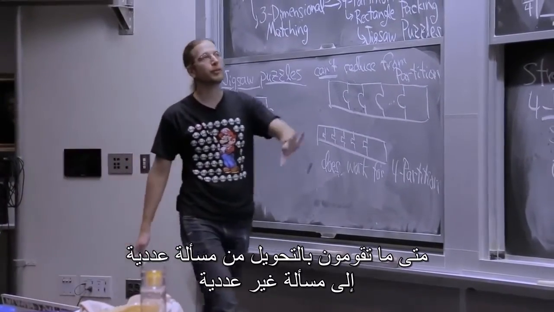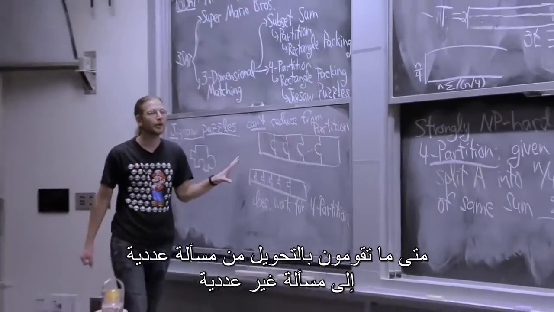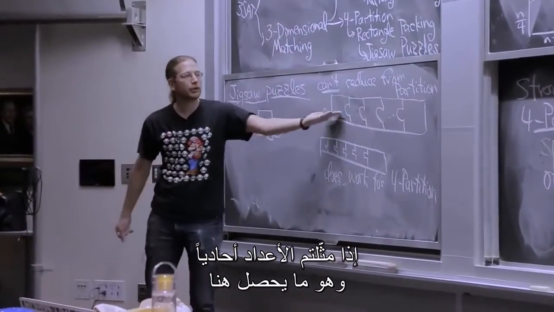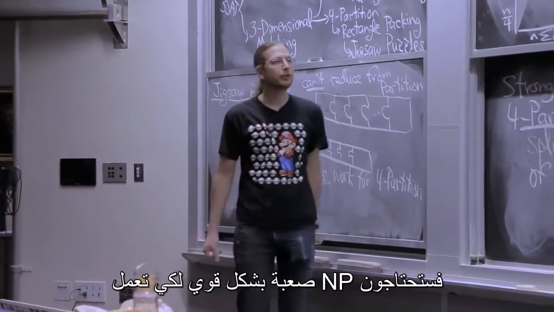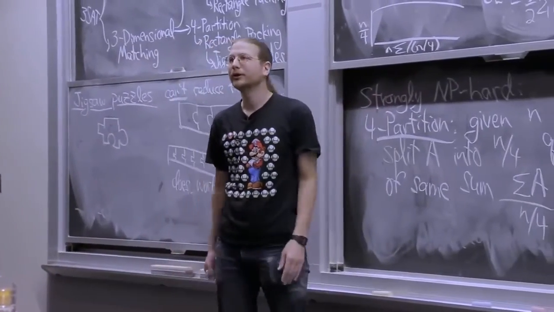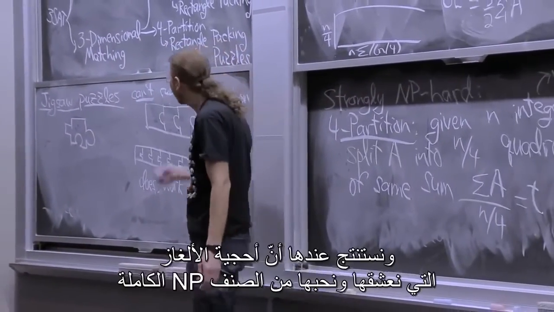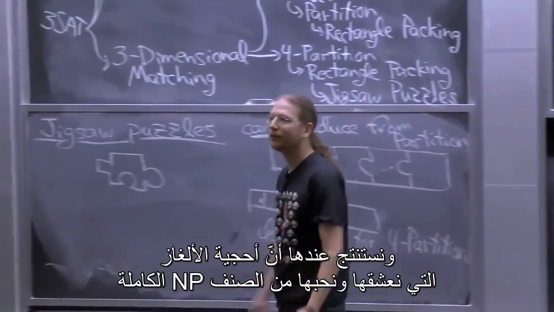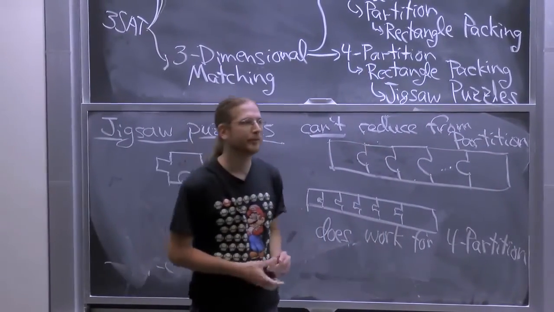So whenever you convert from a number problem to a non-number problem, if you're representing the numbers in unary, which is what's going on here, you need strong NP hardness for it to work. Weak NP hardness isn't enough. Then we get jigsaw puzzles, which you know and love, are NP complete. That's it.